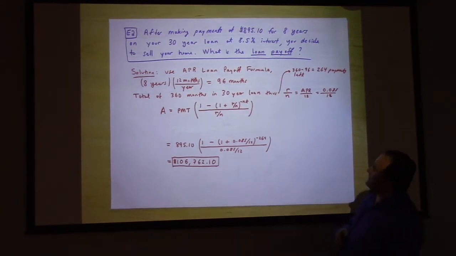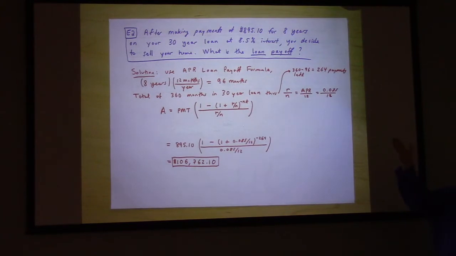Actually, I don't think they even tell us. They don't even tell us how much the loan was for, do they? They just tell us the monthly payment was $895.10 for 8 years.